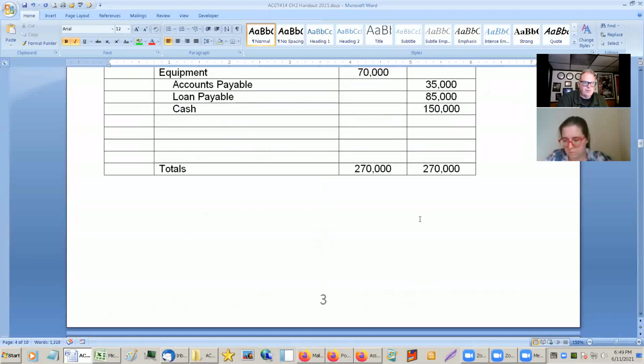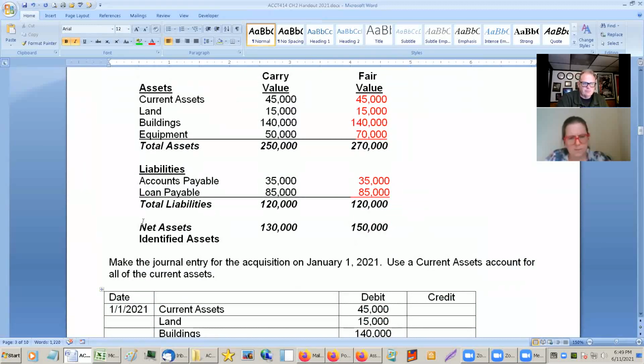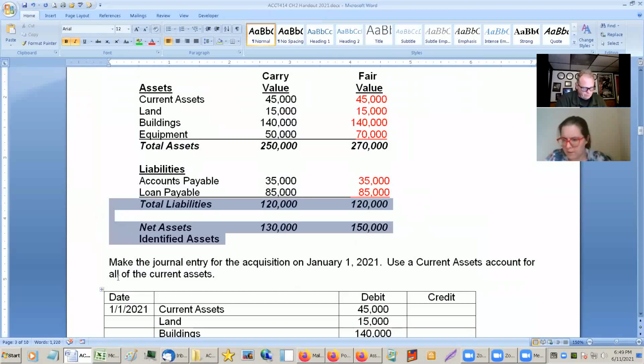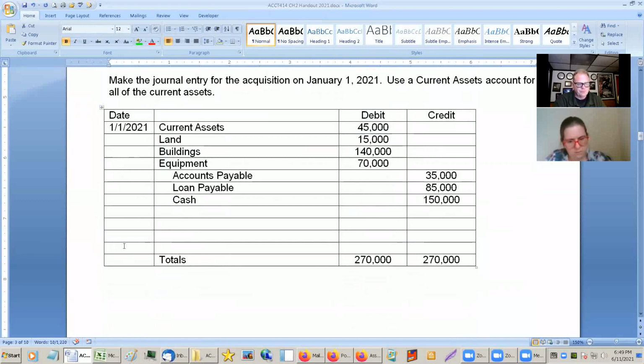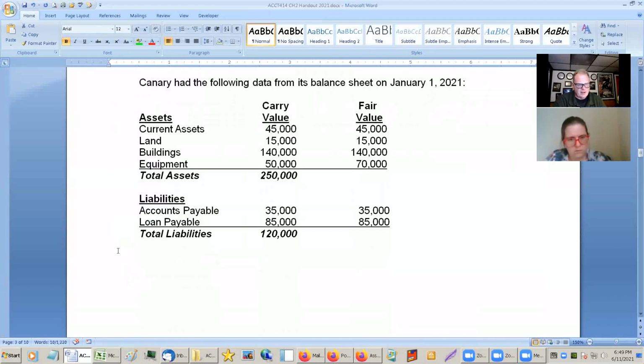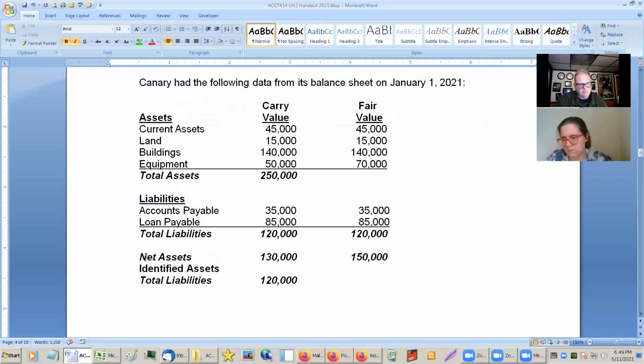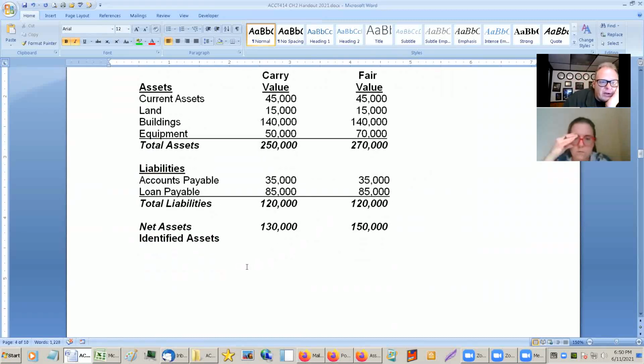It's the same problem, just a different amount of cash. I'm not seeing anything else different about the problem though. Okay, so this was what, 270?